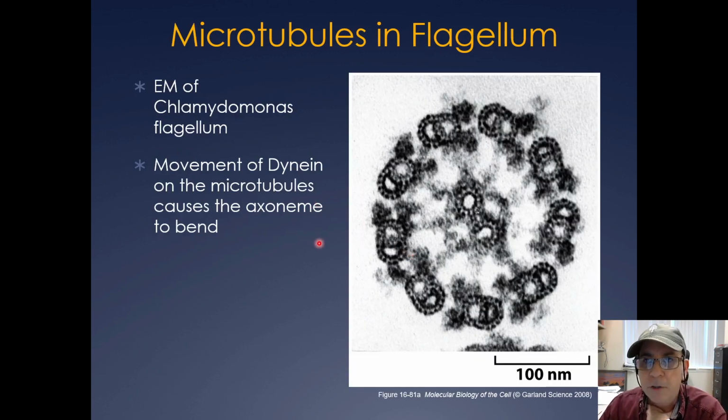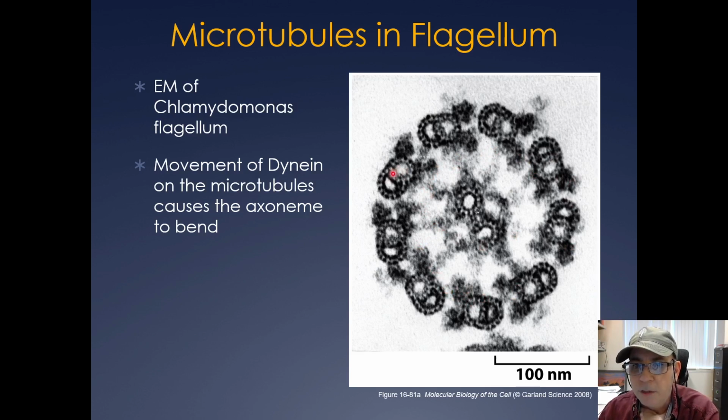In the case of flagella, they work a little bit differently. They just swing back and forth. And here's an EM of a cross section of Chlamydomonas, which is considered a photosynthetic yeast. And here's its flagellum. It can move around and swim in solution.